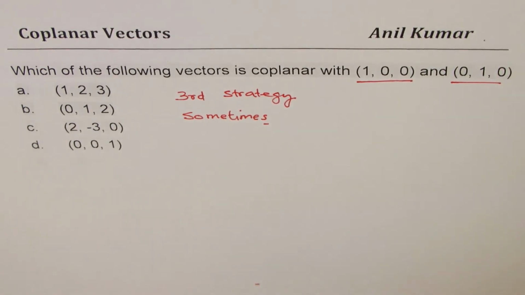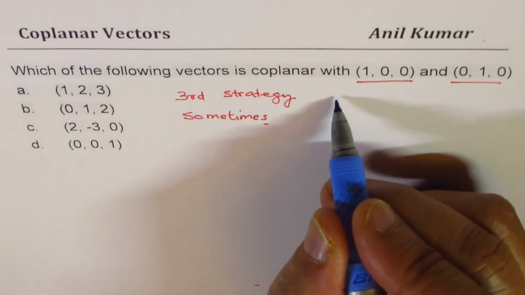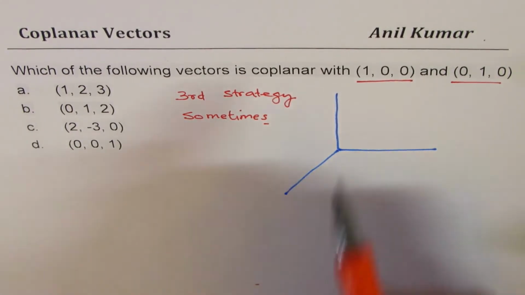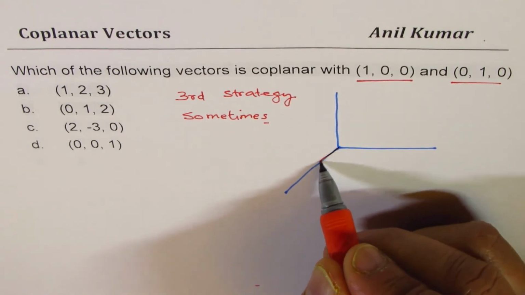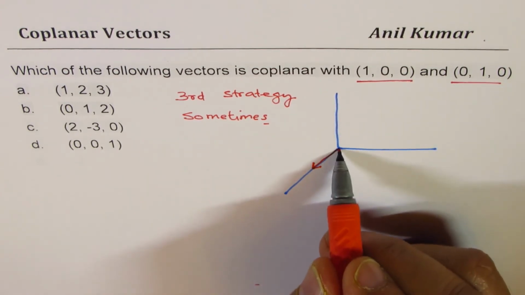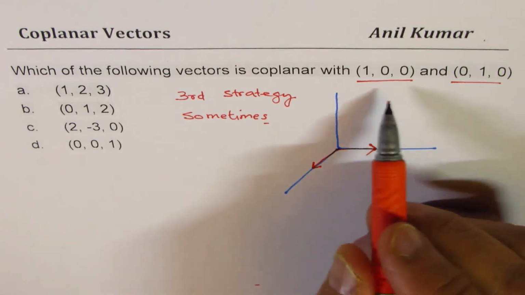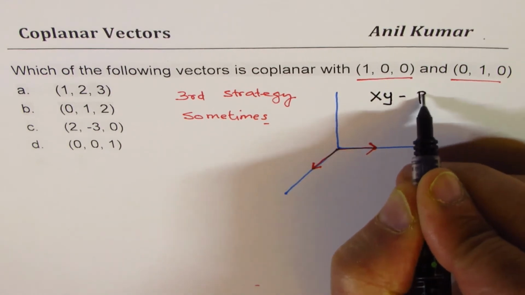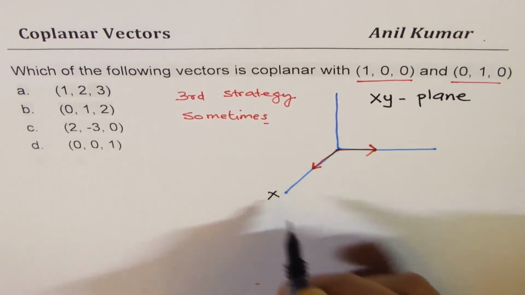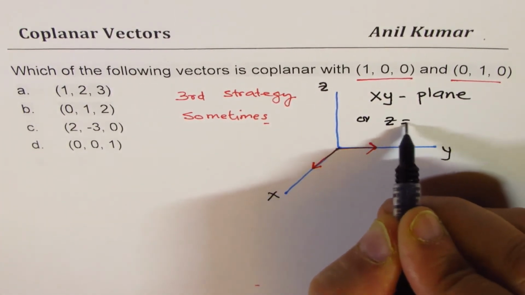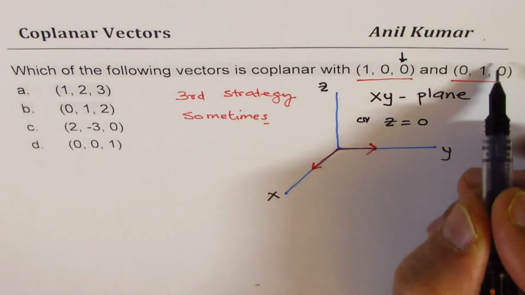Now, what do they represent? So if you see them carefully, let's look into our XYZ plane. In this plane, 1, 0, 0 is the vector which is unit 1 in X direction. 0, 1, 0 is this vector. So basically these two vectors define the XY plane. Do you understand? So these two vectors define the XY plane, right? Or Z equals 0. You see the value of Z is 0.